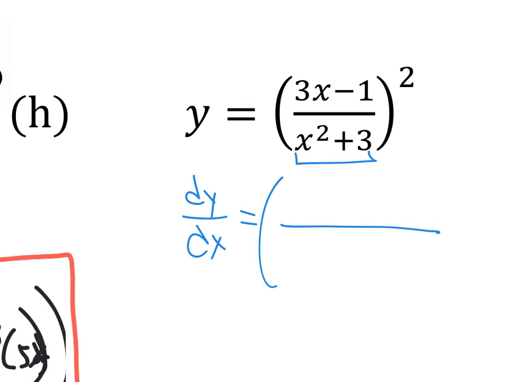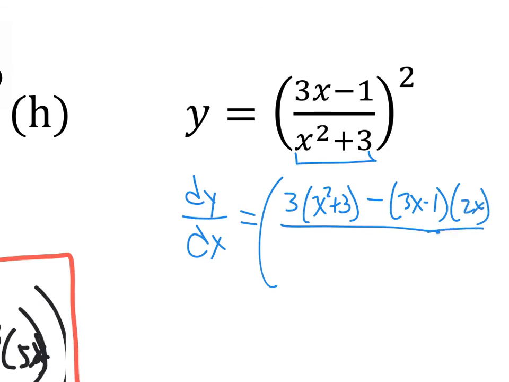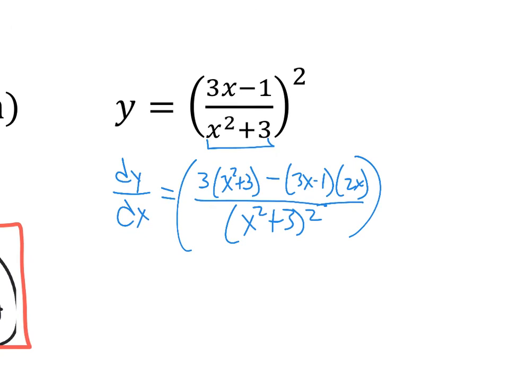Quotient rule says derivative of the top times the bottom minus the top times the derivative of the bottom. Derivative of the bottom is 2x. All over the bottom squared. All right, we got the derivative of the inside taken care of.